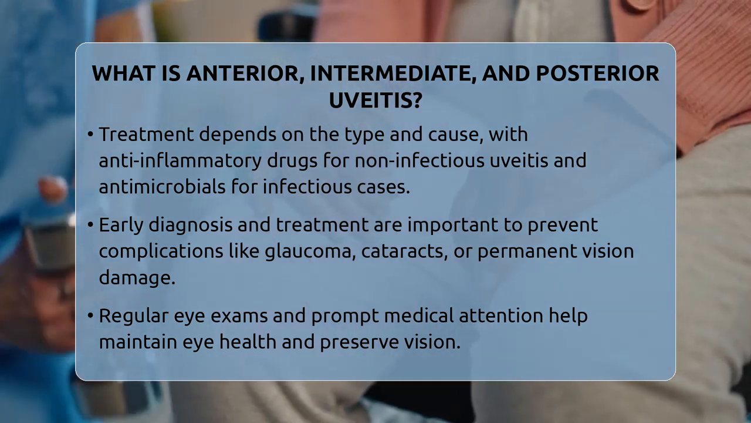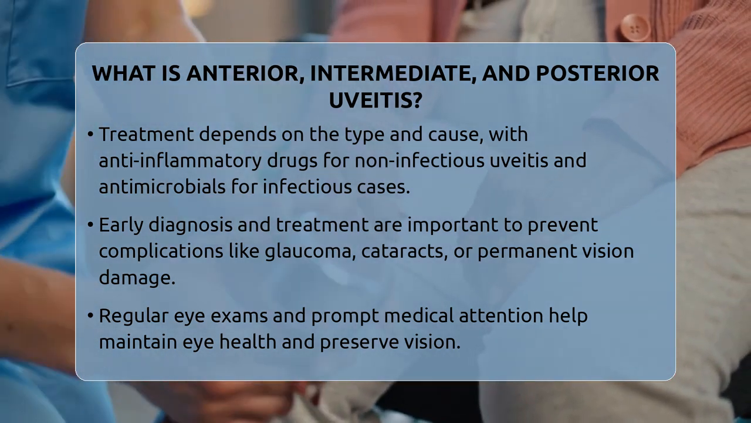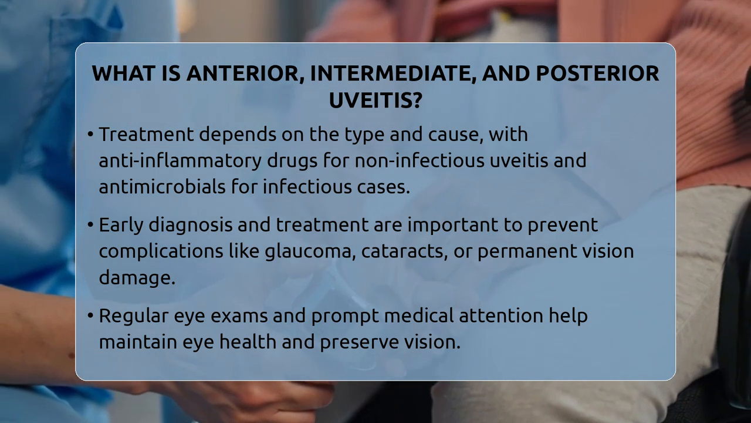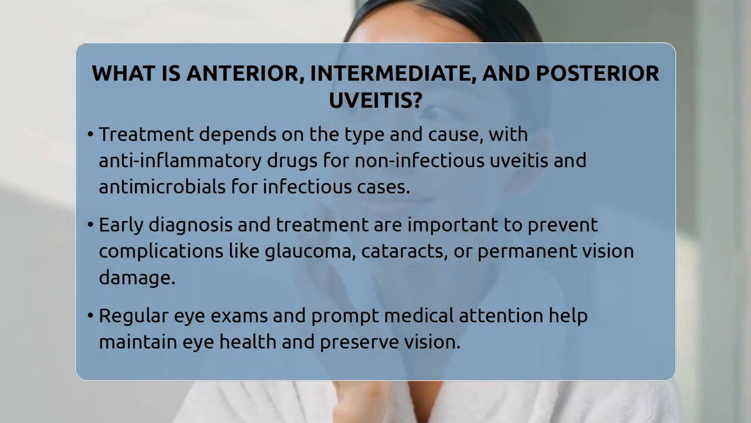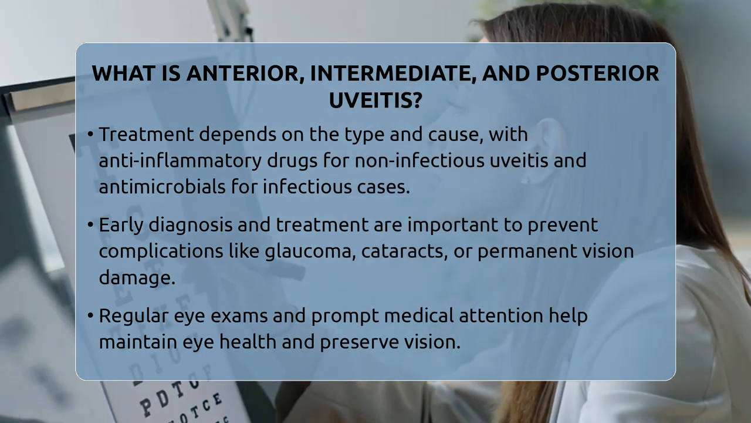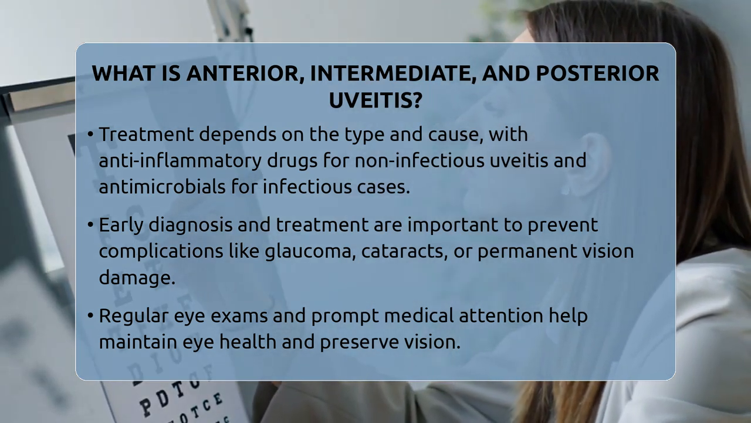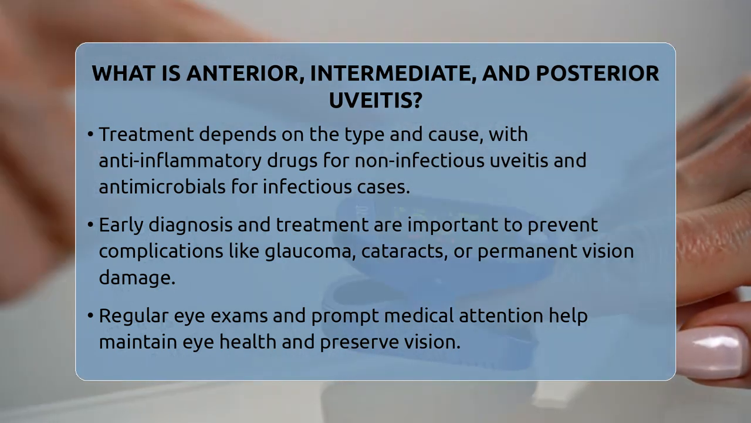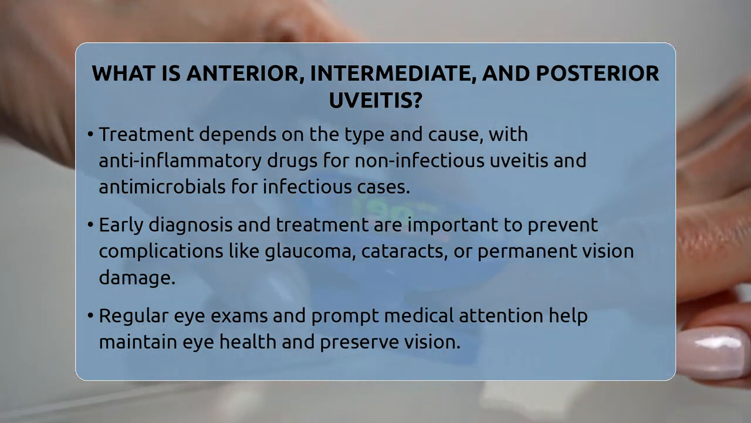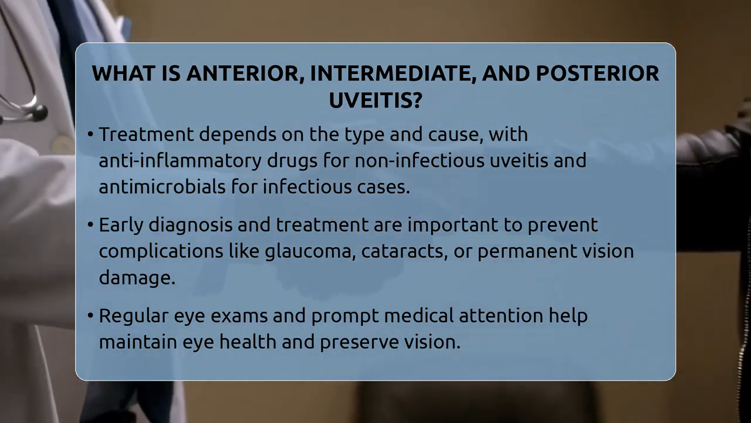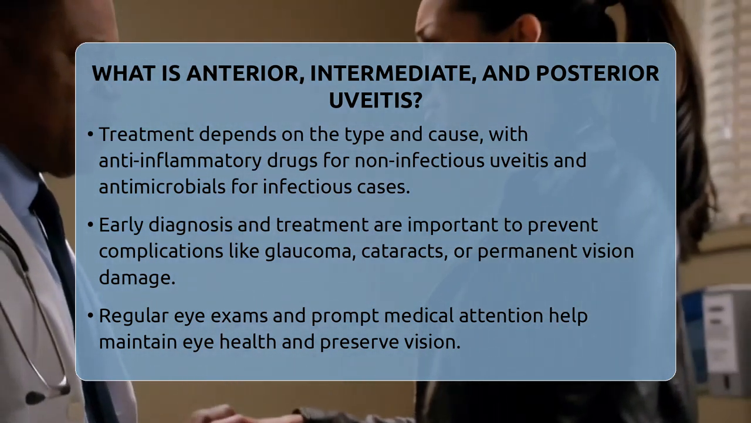Early diagnosis and proper treatment are crucial to prevent serious complications like glaucoma, cataracts, or permanent vision loss. Understanding the differences among anterior, intermediate, and posterior uveitis is essential for effective management. If you experience symptoms like redness, pain, floaters, or vision changes, it's important to see an eye care professional promptly.